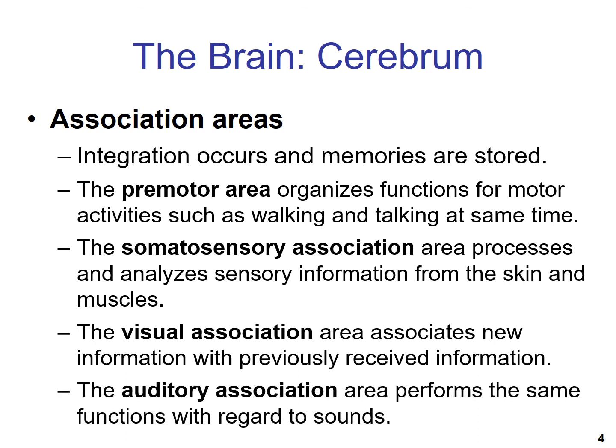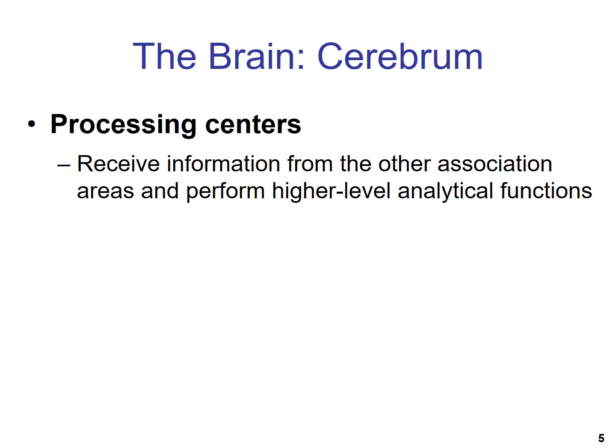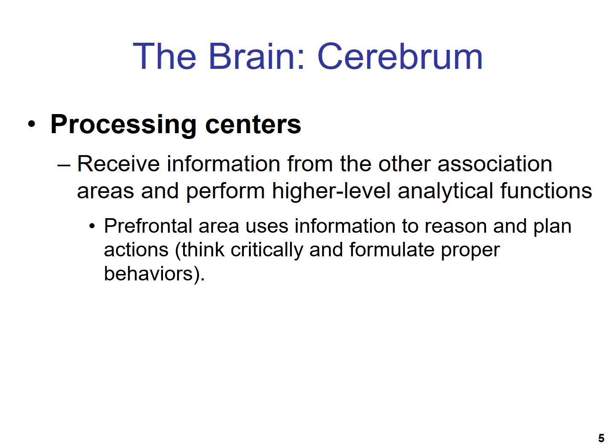The auditory association area performs the same thing with regard to sounds. So if there's a song that you particularly like, or a song that you particularly hate, and you're hearing it again, then it's your auditory association area that's going to identify that song as the one that you like or that you dislike. Okay, processing centers receive information from all of these different association areas and they analyze it. And so the prefrontal area in particular uses information to reason and plan actions, so to think critically and formulate proper behaviors.